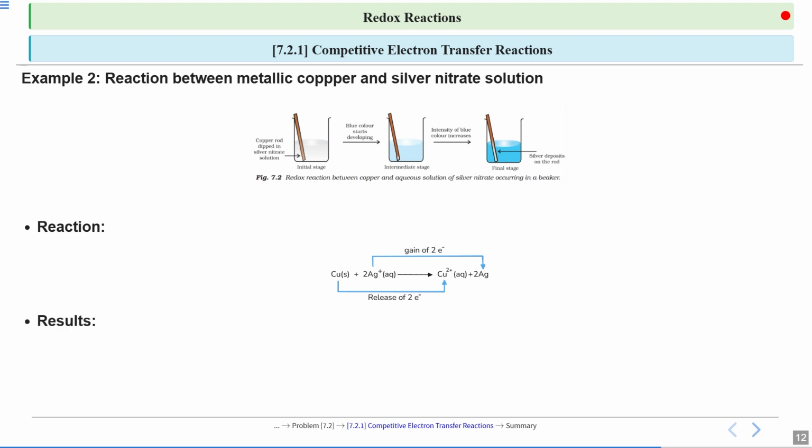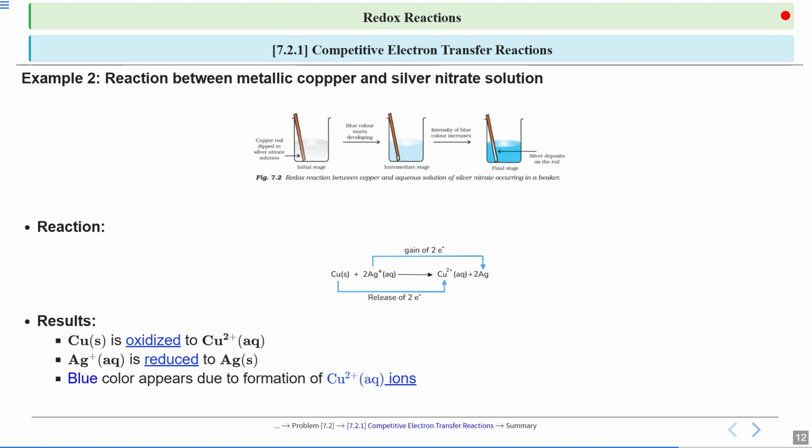We can understand that the copper is oxidized to Cu2+, while the Ag+ is reduced to Ag. And in this particular chemical reaction, the blue color appears in the final stage. So why has this appeared? It has appeared because of the formation of Cu2+ ions in the solution. As there is more Cu2+ formed, there is more intensity of blue color.